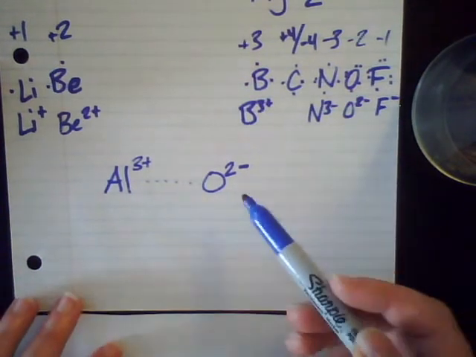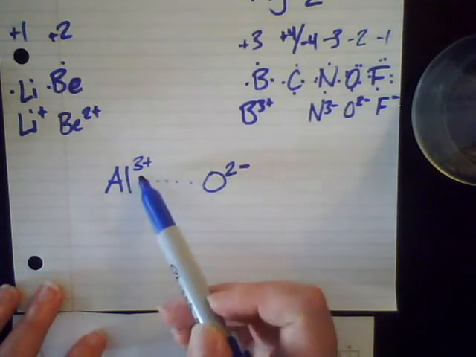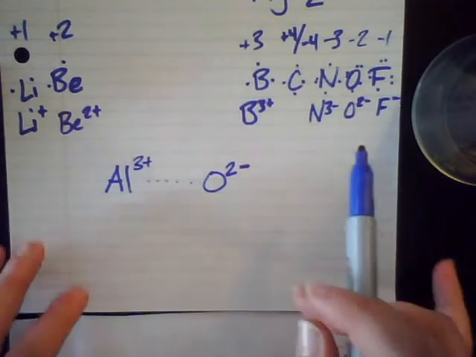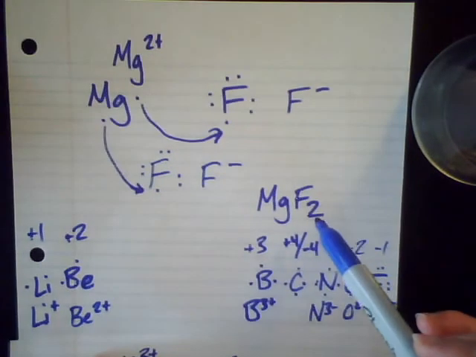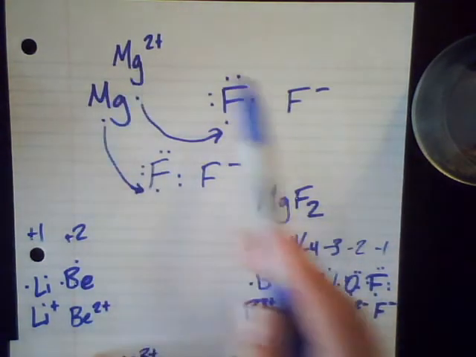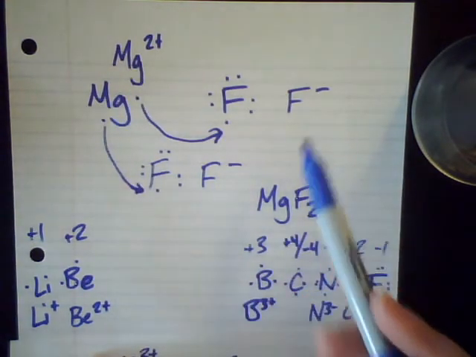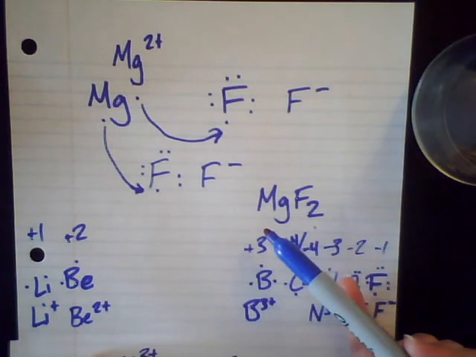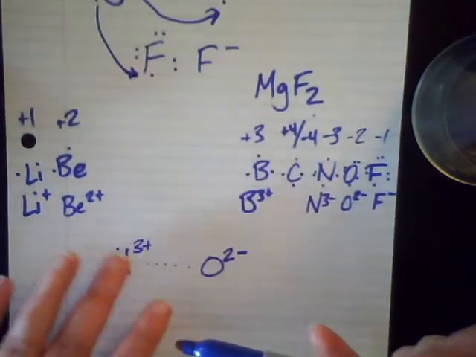So I need to have more of each, and this one's tricky because it's not as simple as it was with the magnesium fluoride. With magnesium fluoride, I could just say this one's a 2+, this one's a 1-, so I need 2 of these for every one of these, right? It's not as simple as just multiplying.